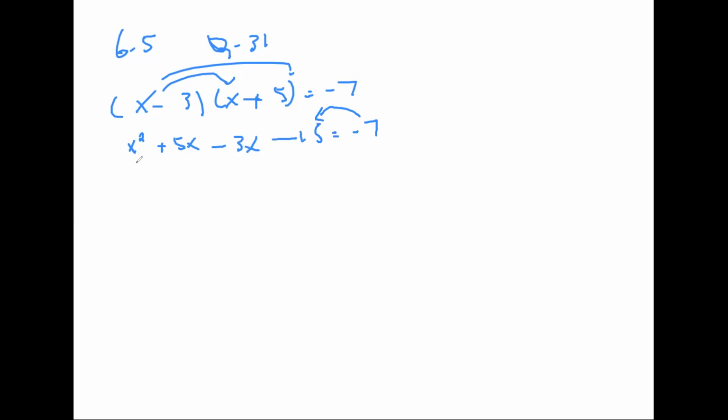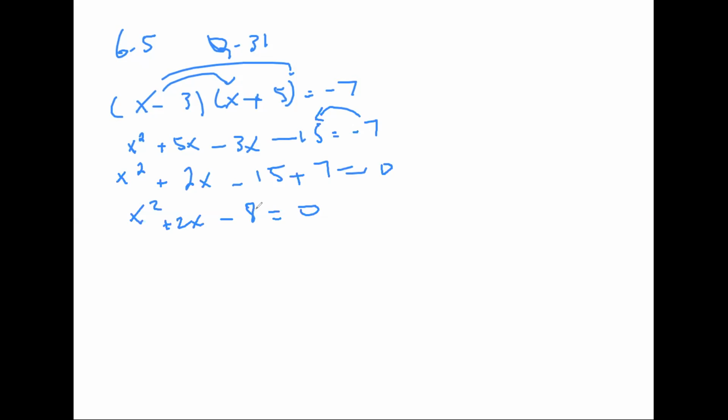So x to the second. Then positive 5x minus 3x. That's 2x, positive. If you move this over, it will be negative 15. Negative 7 turns into positive 7. If we move the negative 7 over, what's left on this side? 0. Right, just 0 here. So x squared plus 2x. What's negative 15 plus 7? Negative 8. Negative 8, that's right. And 0. Now it's good.